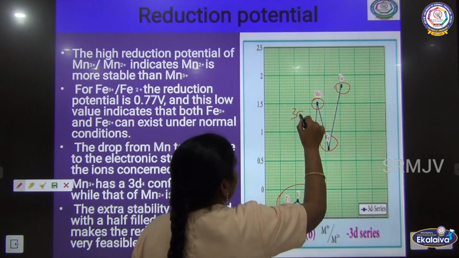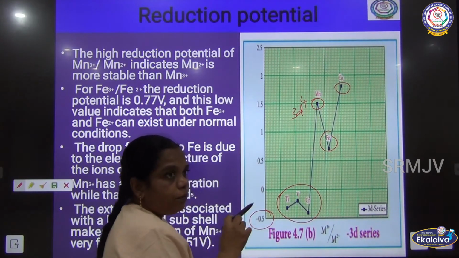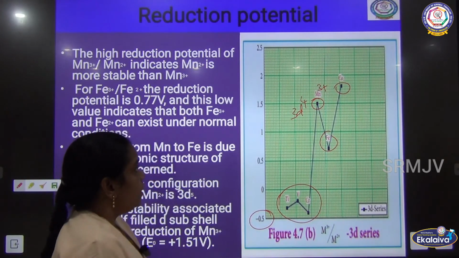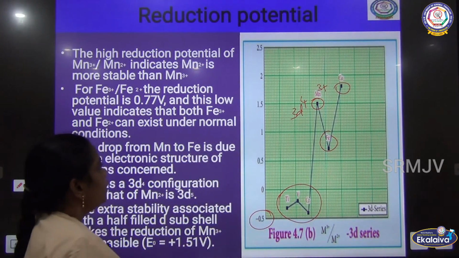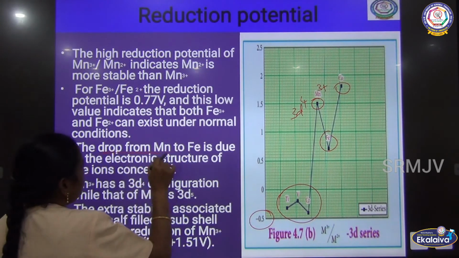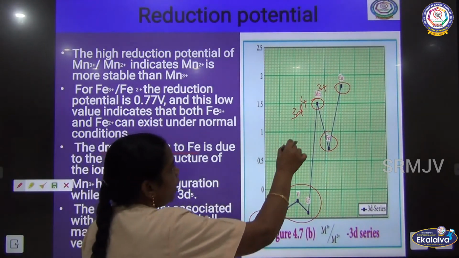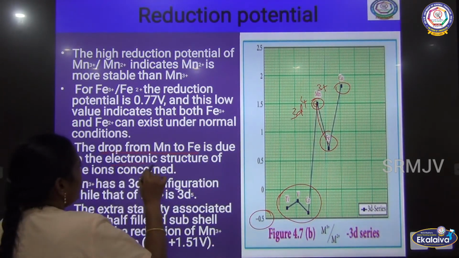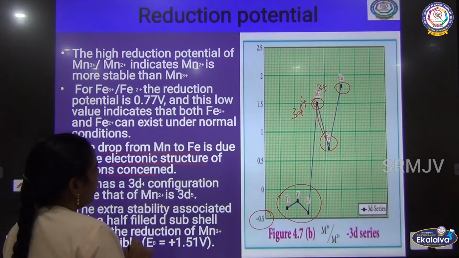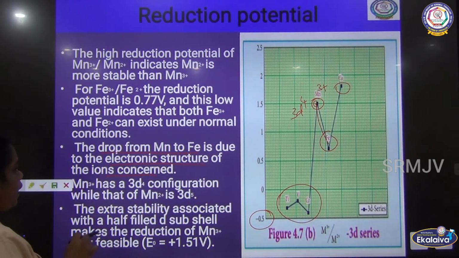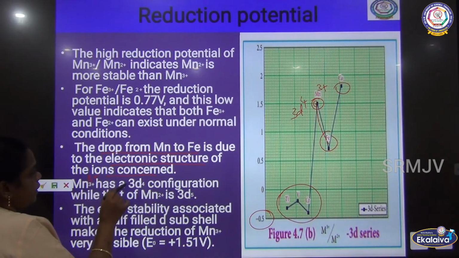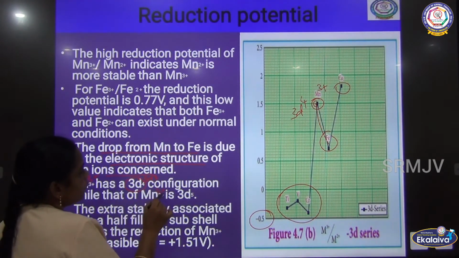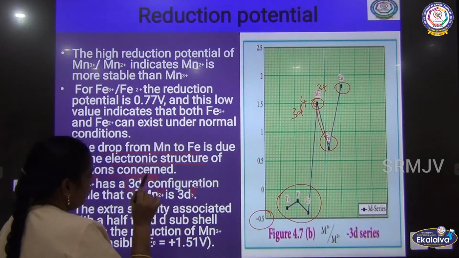Now manganese has d4. So what is that? Manganese 3+. In the higher oxidation state, manganese 3+, the electronic configuration is d4. So the value is going to be dropped from manganese to iron due to the electronic structure. Manganese 3+ ion has the 3d4 configuration, and manganese 2+ ion has the 3d5 configuration.